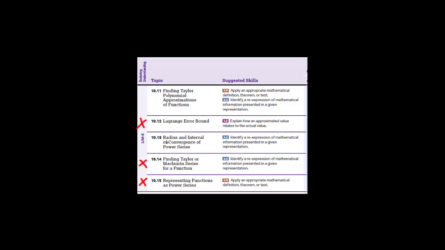And then this says radius and interval of convergence is out. So it looks like you won't be finding an interval of convergence. Bummer. I really thought you would. And now this is the one that's causing me the most confusion. A Taylor series and a Maclaurin series for a function is out, but this one says, and this one's in, finding a Taylor polynomial approximation of functions. So then my mind started going, wait a minute.